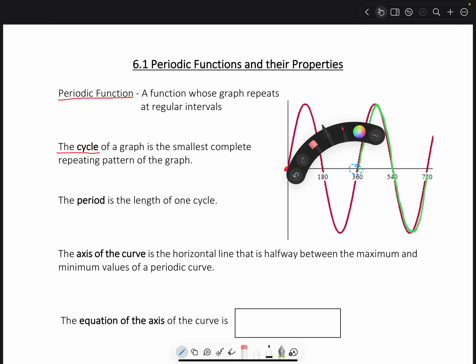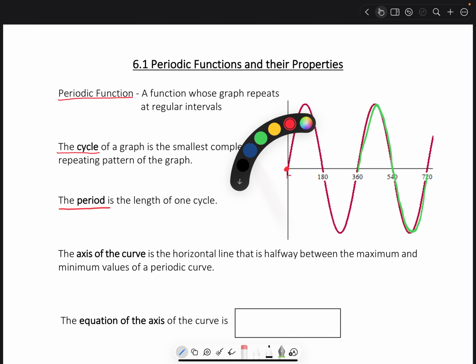Now that we have been talking about regular intervals, we can talk about a period. The period is the length of one cycle, which is also the regular interval at which a function graph keeps repeating. So you could say that a period, let's highlight this graph again.